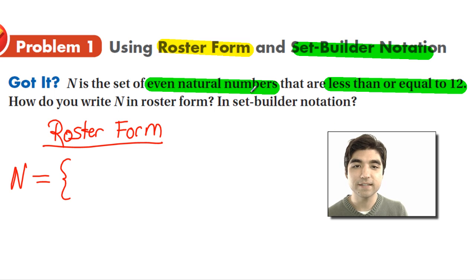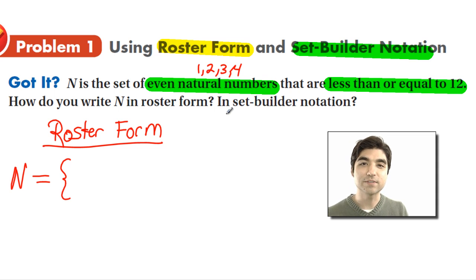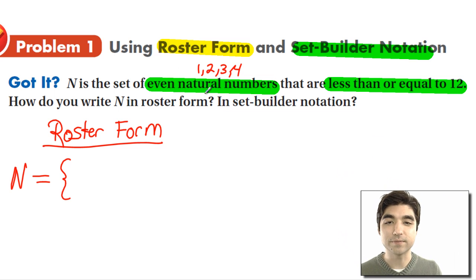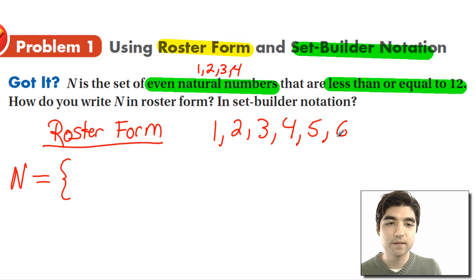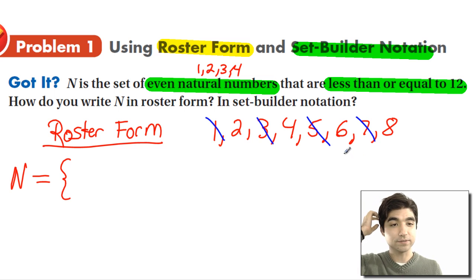So it says even natural numbers. Remember, the natural numbers are the ones that are like 1, 2, 3, 4. It's the ones that, like, babies first learn. 1, 2, 3, 4, 5, 6, 7, 8, 9, 10. But then they say all the even ones. So if I made a list of natural numbers, we wouldn't include 1, 3, 5, 7. So any odd numbers we're not going to include.